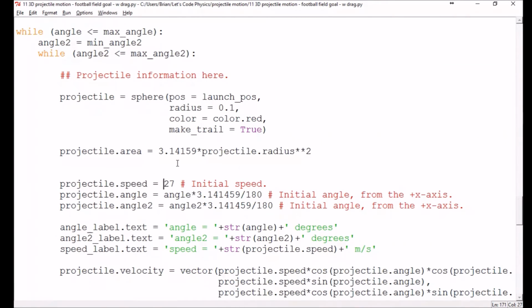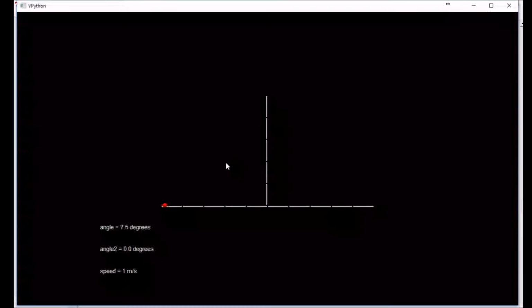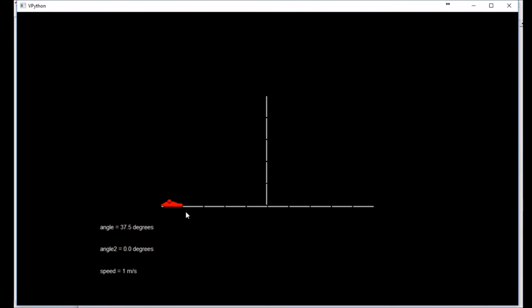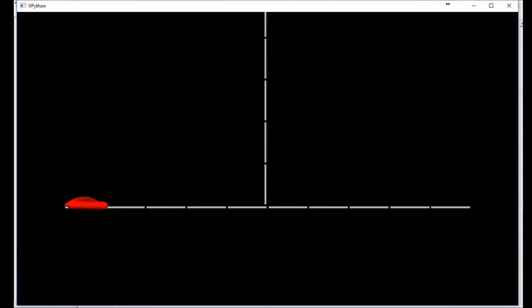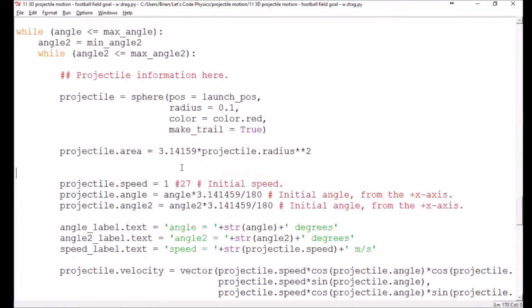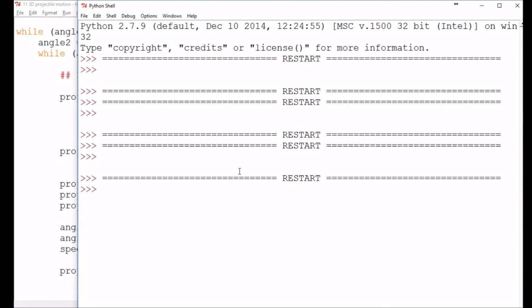All right, help me remember, that was 27 originally. Let's give it a much more modest speed. So we're not playing football anymore. We're just watching projectiles. Oh, that is not very much. Okay, let's make that a little bit more. Let's make that a 5.